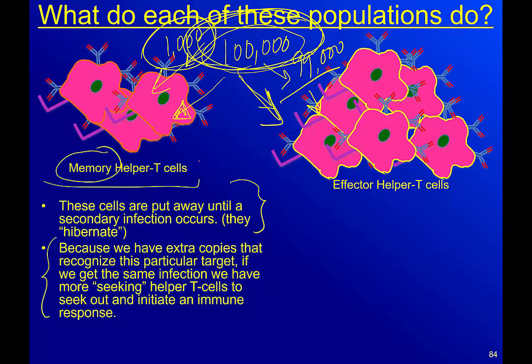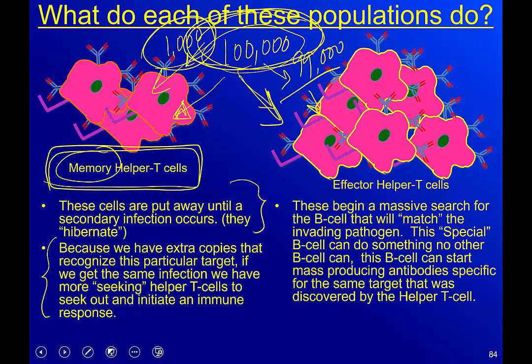So memory, remember I said adaptive immune response has memory. This is the memory I'm talking about. Now let's talk about the effector cells. I said everything hinges on these helper T cells, right? Well, the effector T cells have two jobs. I need to activate the B cells that make antibodies that recognize what I recognize, which in this case is the red leg.